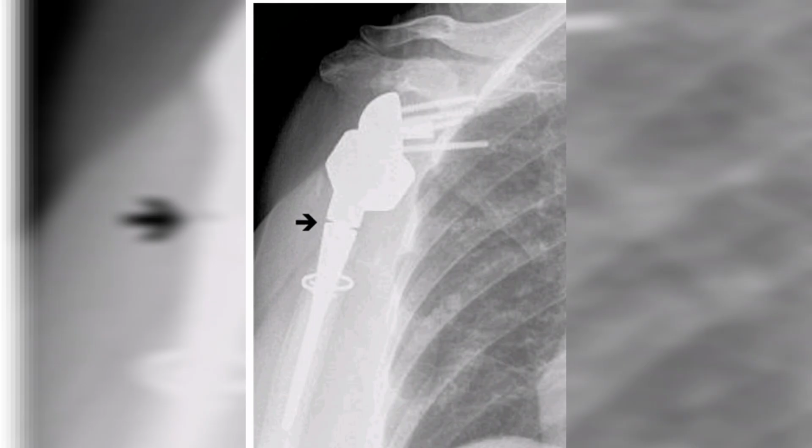This picture is showing you reverse total shoulder arthroplasty demonstrating dissociation of the distal humeral stem from the proximal metaphyseal modular component. Black arrow points to gapping between the metaphyseal modular component and the humeral stem.